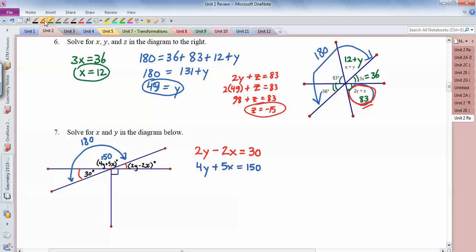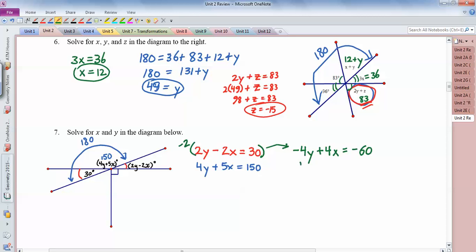So let's see. The goal is to get rid of one of the letters somehow. So if I took this equation and multiplied it by negative 2, then you would have a negative 4y and a positive 4y, and then I could just add straight down. So let's do that. I'm going to multiply both sides of this by negative 2. So this equation is going to turn into negative 4y, and then negative 2 times negative 2x will be plus 4x, and then negative 2 times 30 will be negative 60.